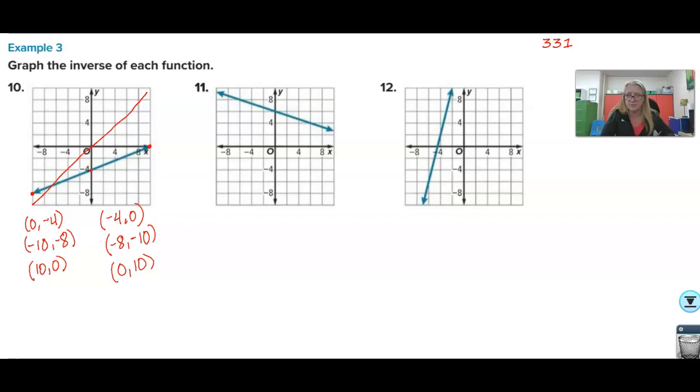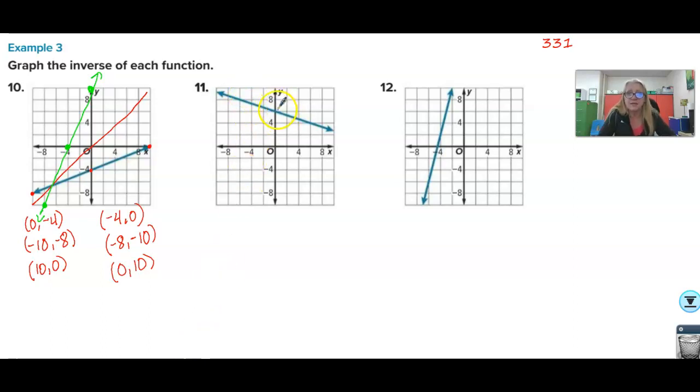Let's watch. Let me change colors. I'll go with green. Okay. -4, 0 is right here. -8, -10 is here. And 0, 10 is here. So when we draw this line, wish me luck, you can see that indeed this line is the reflection of this line over the y equals x line. Pretty cool, right? I thought so. I knew you were going to like this one.